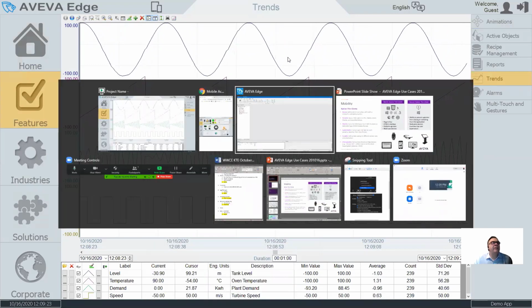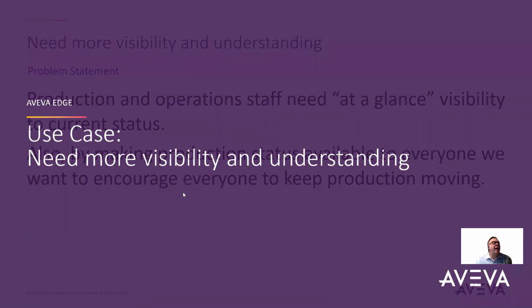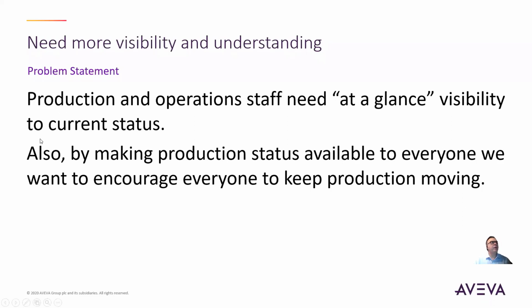So that's kind of a nice demo there. The next thing is a use case for when we need more visibility and just general understanding of what's going on in our facility. Production and operations staff need at-a-glance visibility to current status. Maybe they're not near their office, not near a computer. They're out tending to the needs of the facility, whether that's a manufacturing facility or some big process happening.